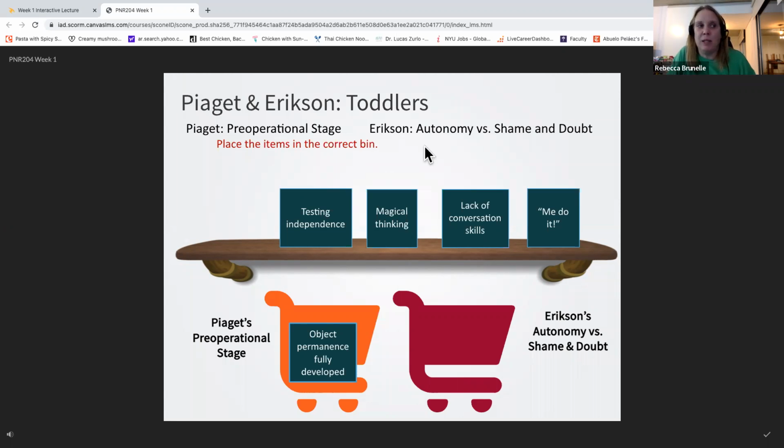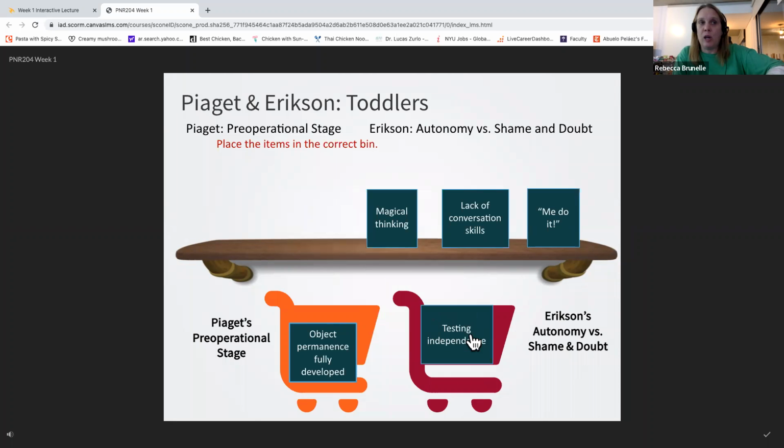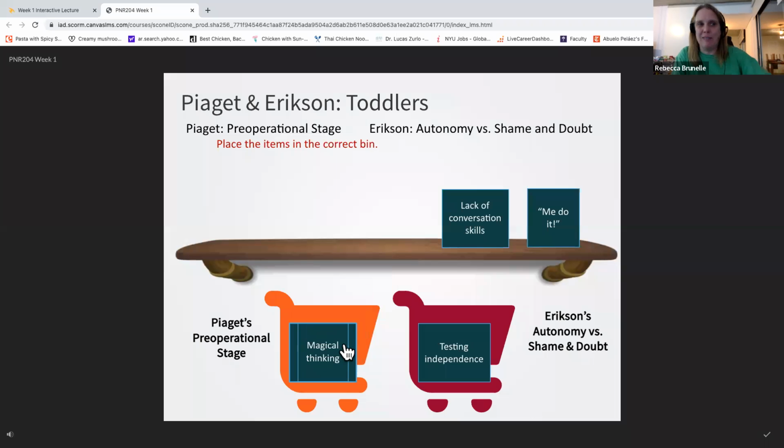And testing independence, is that Piaget or Erickson? Piaget. That one's actually going to be Erickson. This is where they're going to be constantly trying to get their independence, their autonomy established. So they're constantly going to be testing you. And then the magical thinking. You guys don't want to guess. So this one is Piaget. So they have a lot of fantasies.